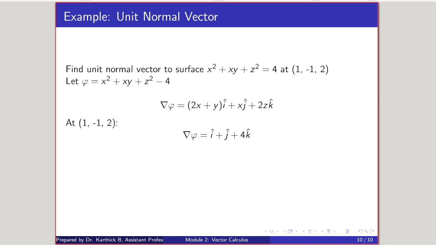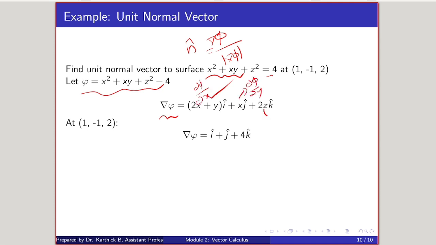In a simple problem, if they are asking for the unit normal vector, n cap will be gradient φ divided by modulus of gradient φ. Okay. So let me take this as φ, and gradient φ means we will differentiate this function with respect to x. Here it will be 2x plus y. So this will be ∂φ/∂x, this will be ∂φ/∂y, and this will be ∂φ/∂z.